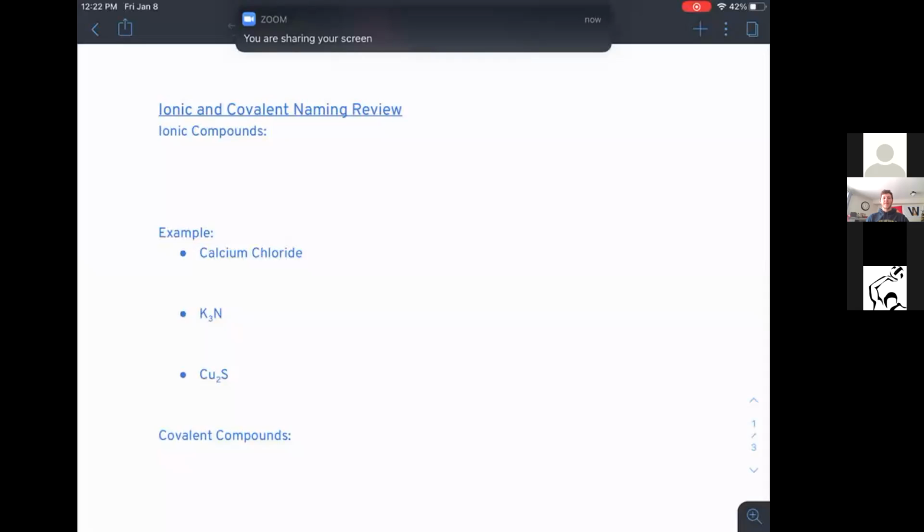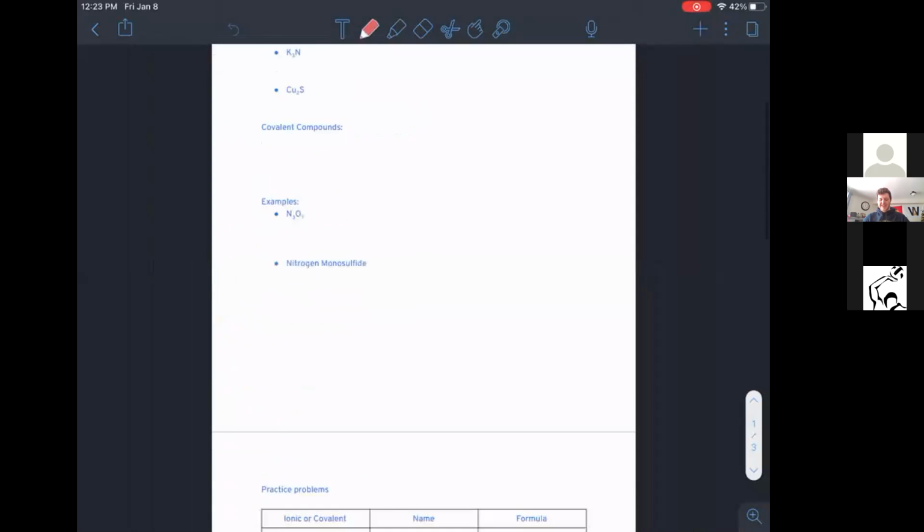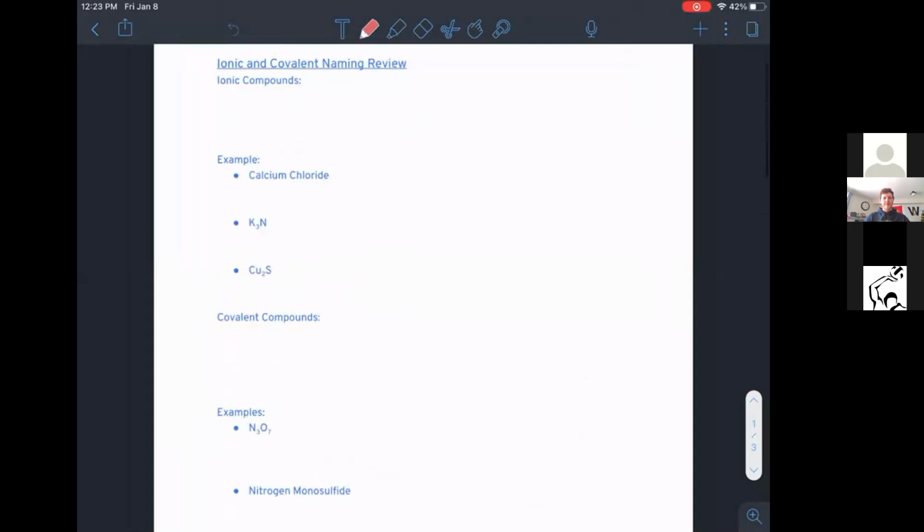So if you guys want to open it up, there's not really a bell ringer for you today. I know it says bell ringer. Today, we're not going to do one just because we'll start up again on Monday. So we're going to go right into that review for naming. We're going to do this first page together, and then I'm going to give you some practice problems to do on your own for your assignment / homework for today.